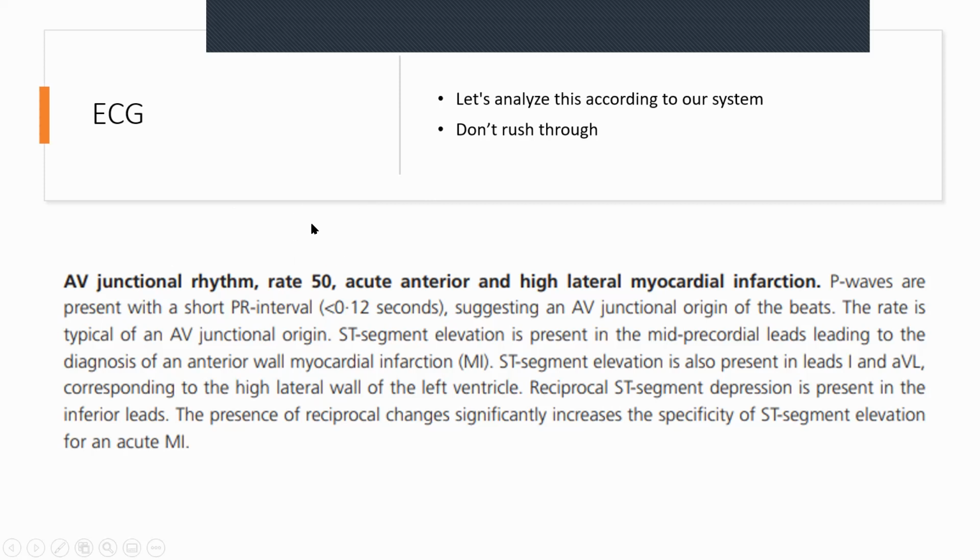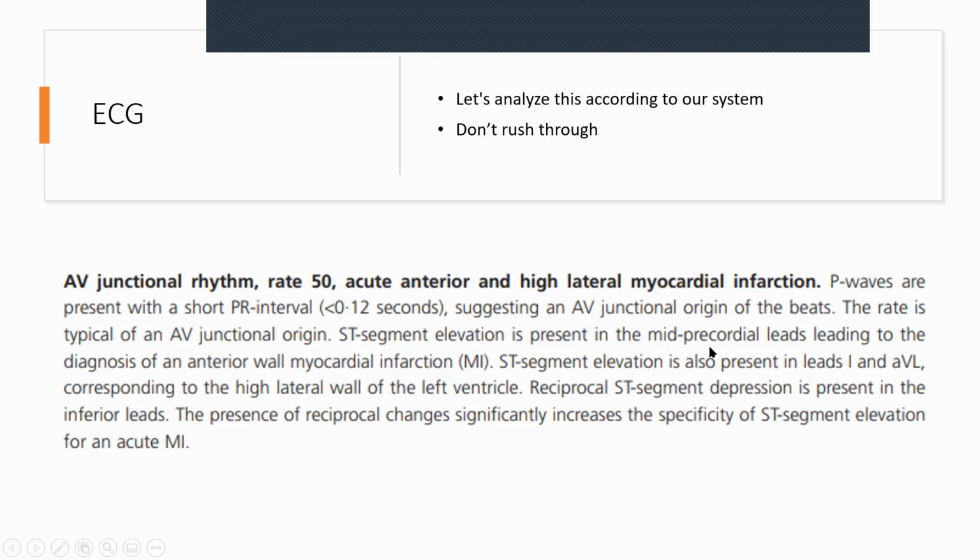So the rate was actually 50, not 60. So she was borderline bradycardic, all right? So acute anterior, anteroseptal, and high lateral myocardial infarction, all right? So this is basically explaining the junctional rhythm, but like I said, I'm not too worried about that in this.